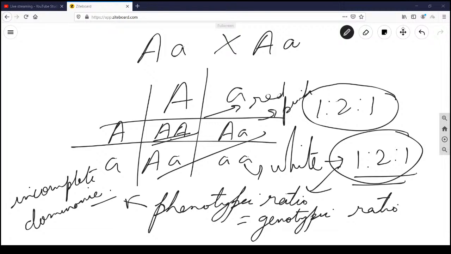Question number 38. Represented below is the inheritance pattern of a certain type of trait in humans. Which one of the following conditions could be an example of this pattern? Female father to daughter, male father to daughter, then male or female mother to son. So it's a very, very easy thing. It means it is a sex linked trait. Very, very easy. And which one here is the sex linked trait?